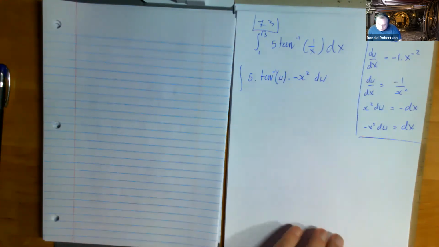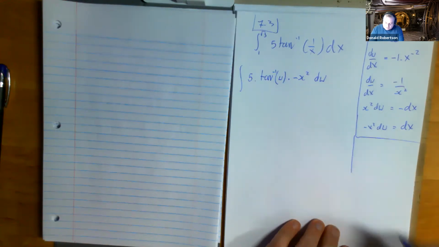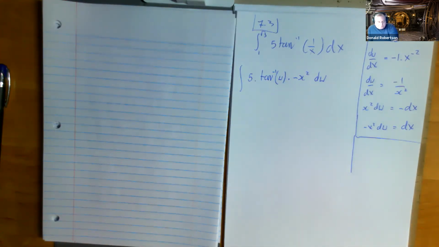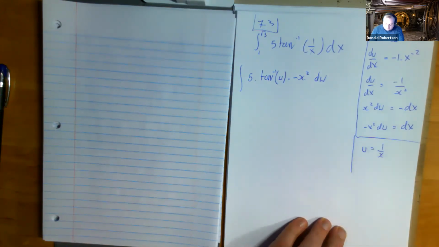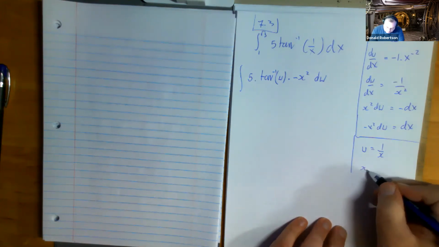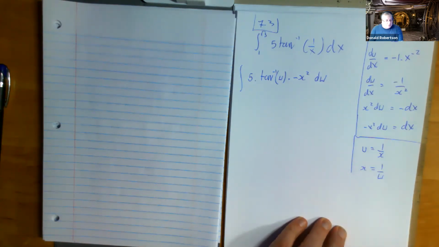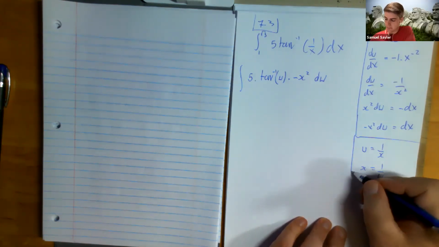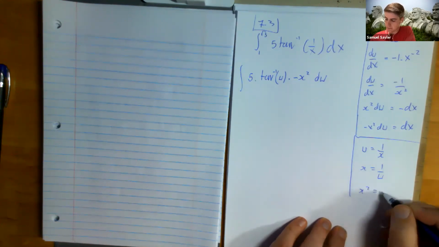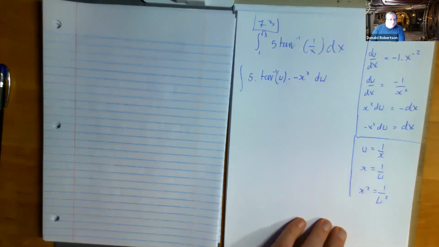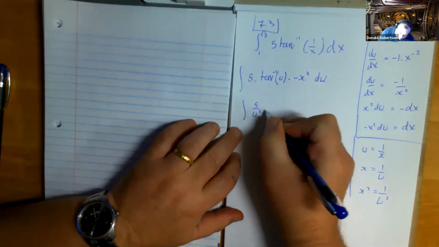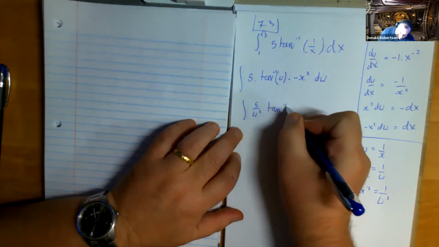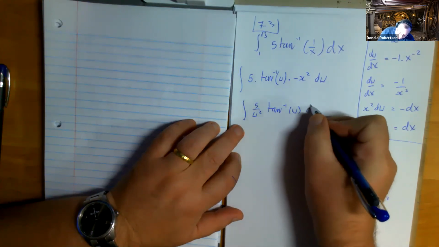So I need to know, I'm just puzzling for a minute, I need to know what x squared is in terms of u. Well, the only guy I've got to work with is that. If you do a quick math on that, would you agree it's that guy? Yeah. And won't that guy give me that guy? Okay. So I have 5 over u squared, inverse tan of u du.